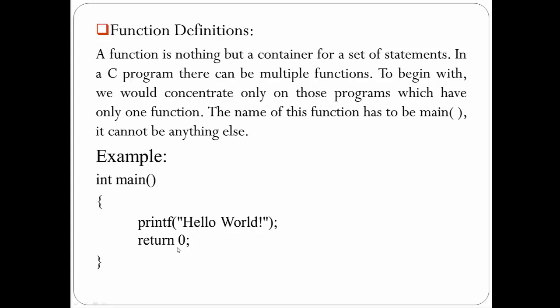And the second line is return 0. Now, whenever we are making use of int as a return type for any function, we have to put this statement, that is return 0. It means we are returning 0 as an integer value.